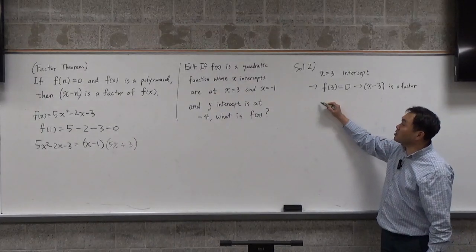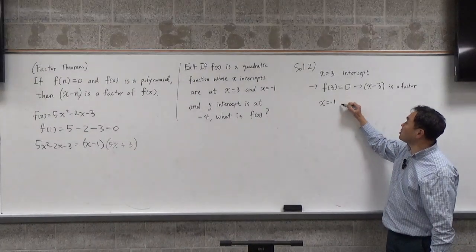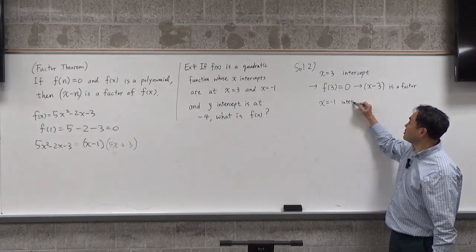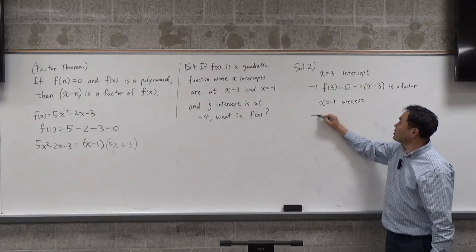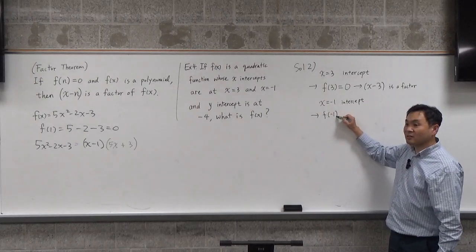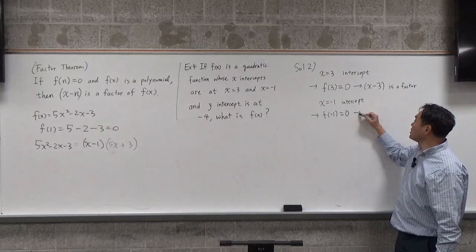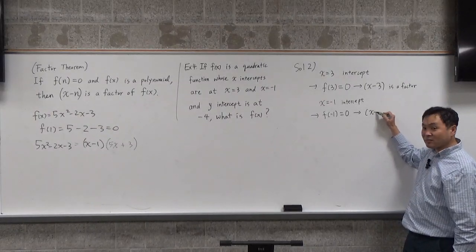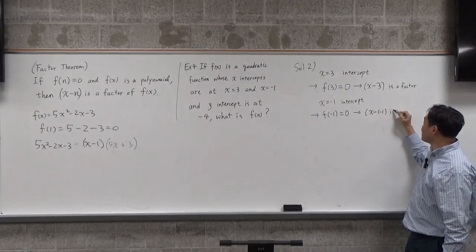Okay, let's do another one. x equals negative 1 is an intercept. That means f of negative 1 is...? 0. Which means x minus negative 1 is a factor.